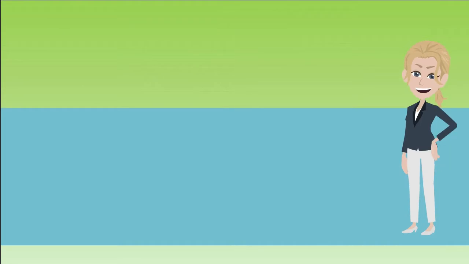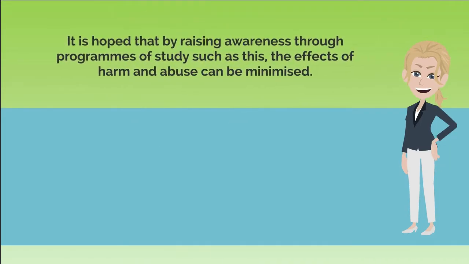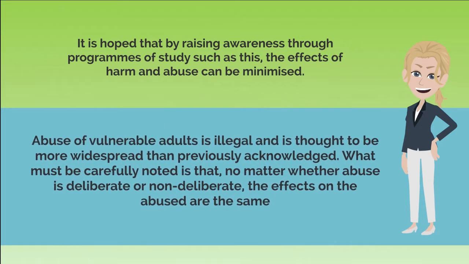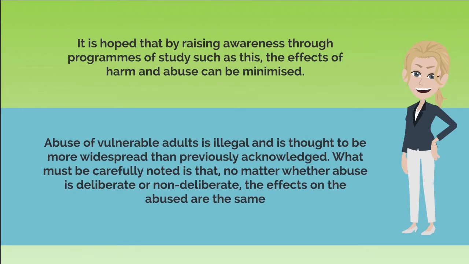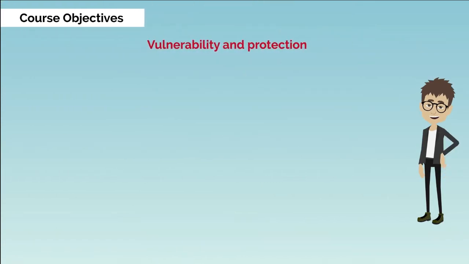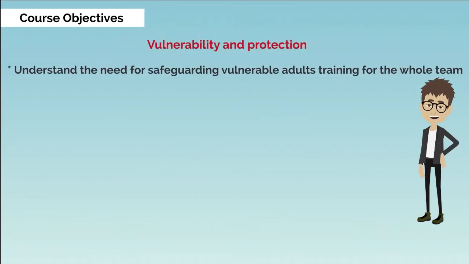It is hoped that by raising awareness through programs of study such as this, the effects of harm and abuse can be minimised. Abuse of vulnerable adults is illegal and is thought to be more widespread than previously acknowledged. What must be carefully noted is that no matter whether abuse is deliberate or non-deliberate, the effects on the abused are the same. The course objectives are vulnerability and protection.